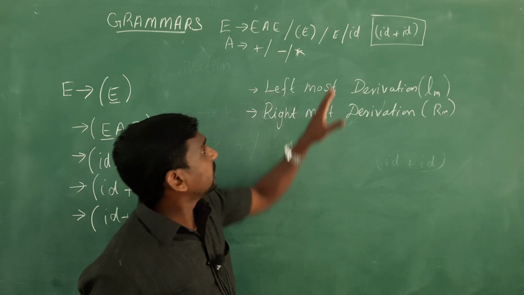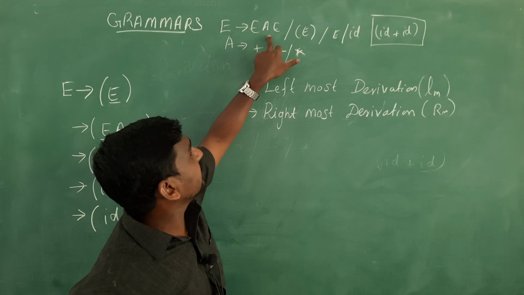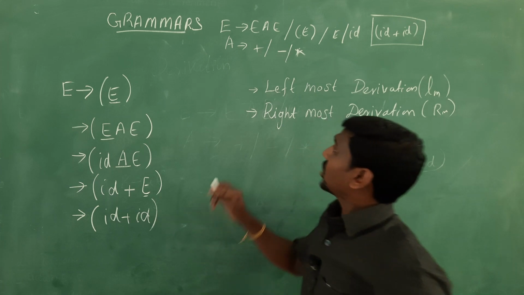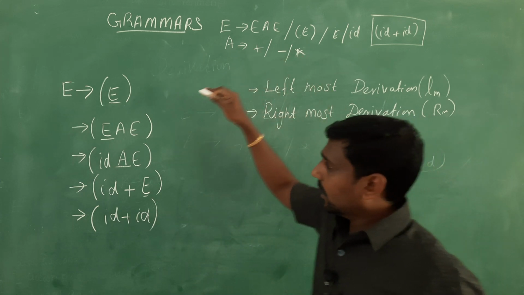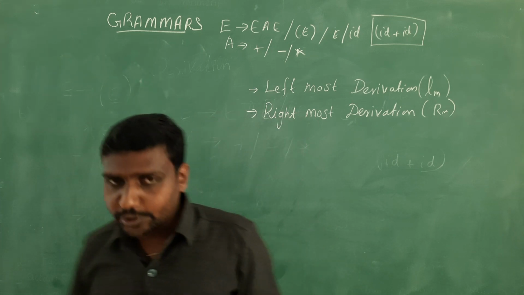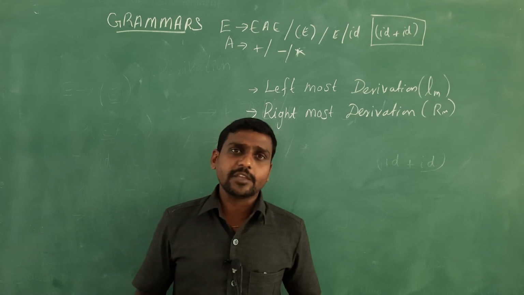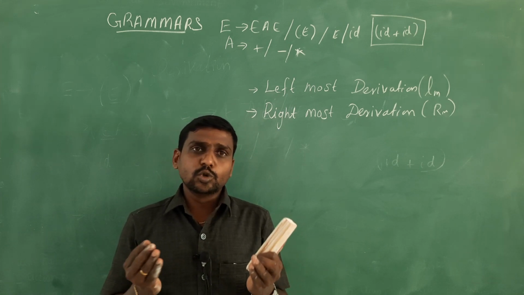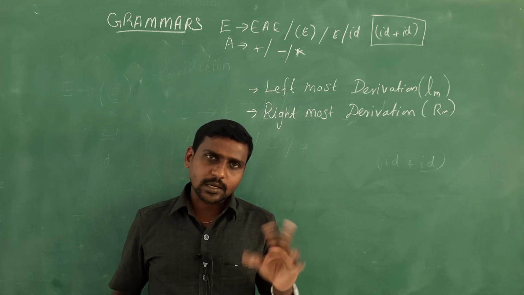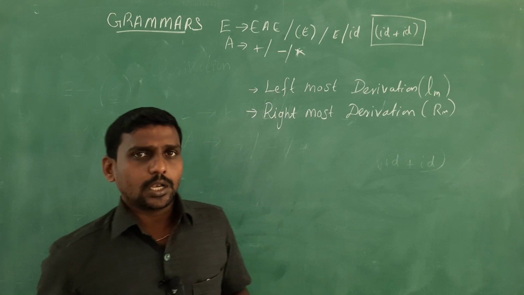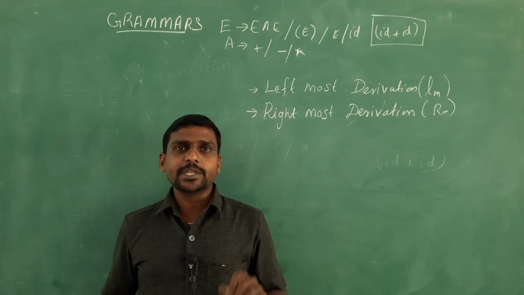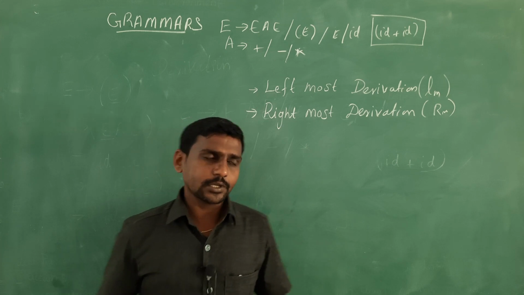I will explain the leftmost derivation with the previous example, the same grammar: E tends to EAE, open brace E close brace, ID, and A tends to plus, minus, star. In a university exam, if they ask you to do it using derivation, you can follow leftmost derivation, rightmost derivation, or a combination of both. That is not a problem. But if they ask specifically for leftmost derivation, you have to follow the leftmost derivation.